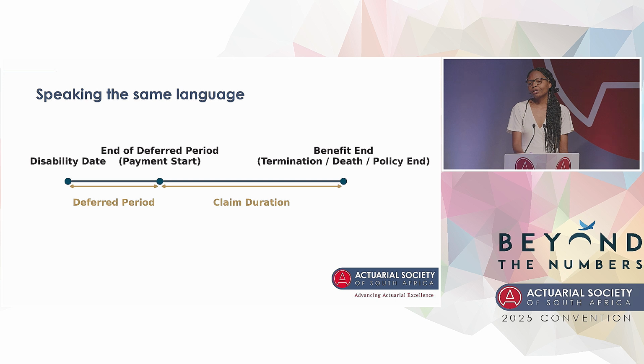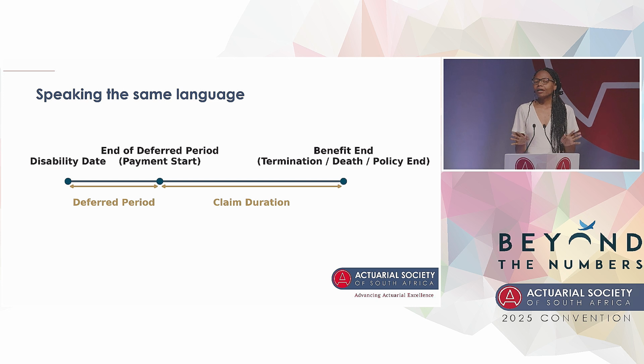Disability income products vary across companies and regions, and not only because of the product design, but also the terminology used. So to go through some of the key concepts that we'll be using today, I'll use this rather simple diagram. We start with the disability date, and then we move into the deferred period. After that period, the benefit starts, and the claim continues until the person either recovers, dies, or the policy ends.